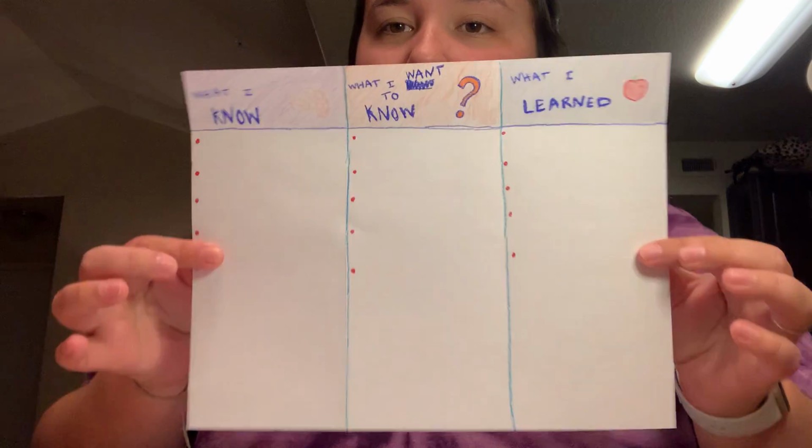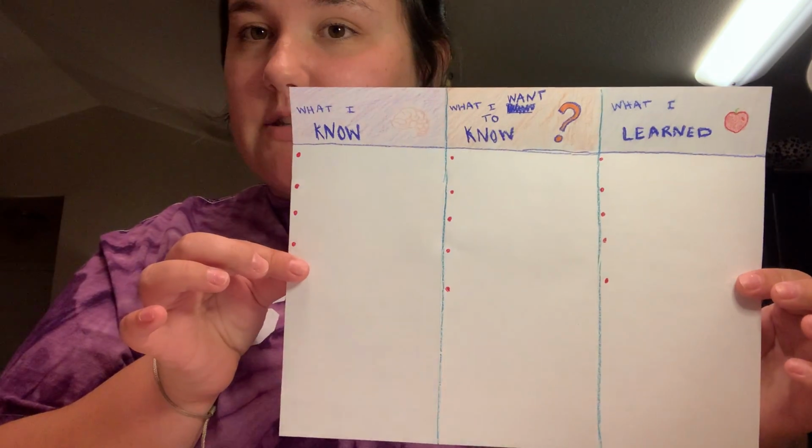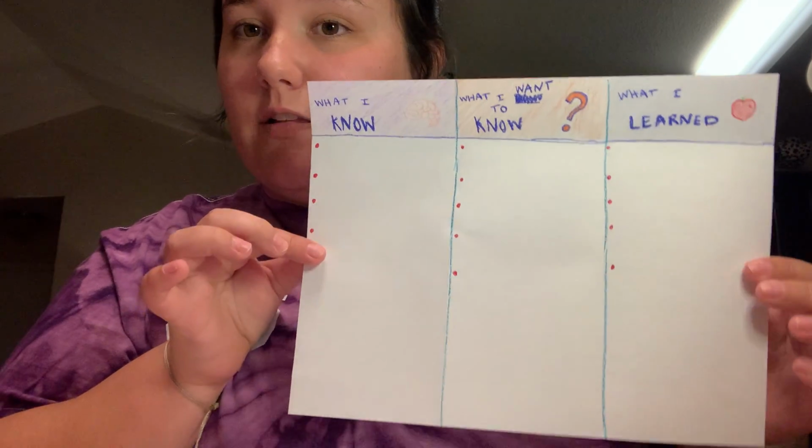Good, good. Okay, so today we're gonna read a really good book, but first we're gonna get something set up. We're gonna make a trifold and it's gonna end up looking like this. This is called a KDL chart. So this is what it's gonna end up looking like, and we're gonna go ahead and do it together.